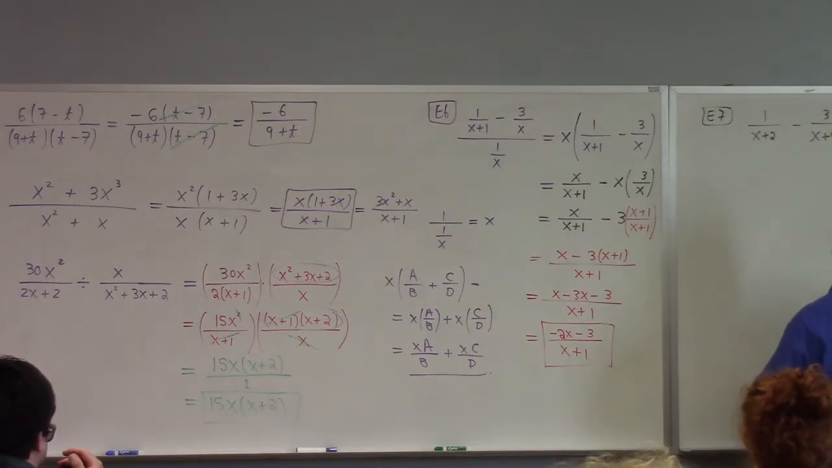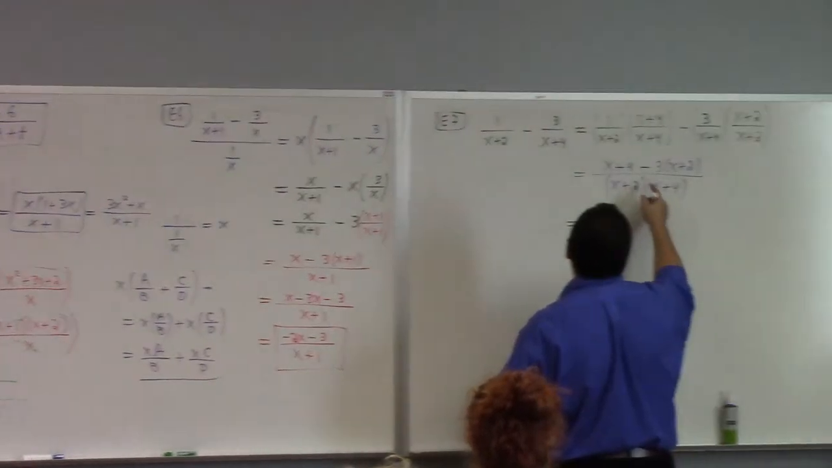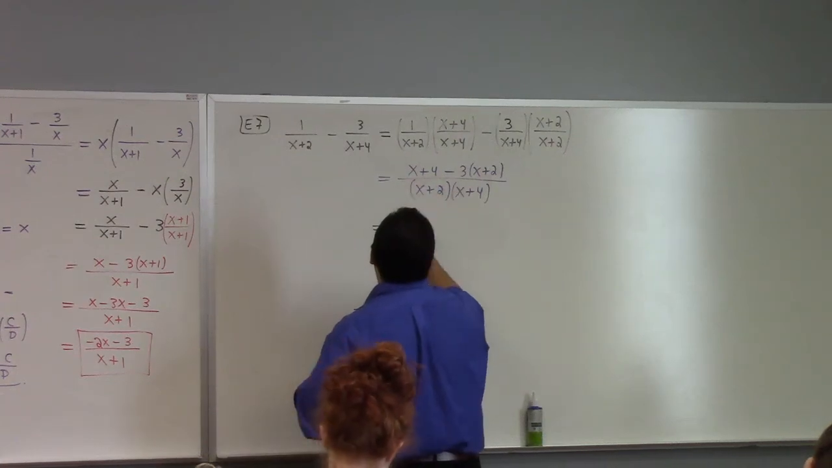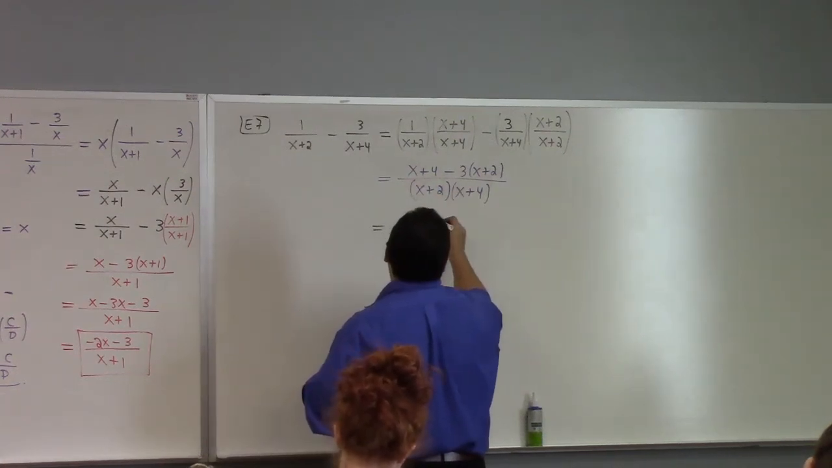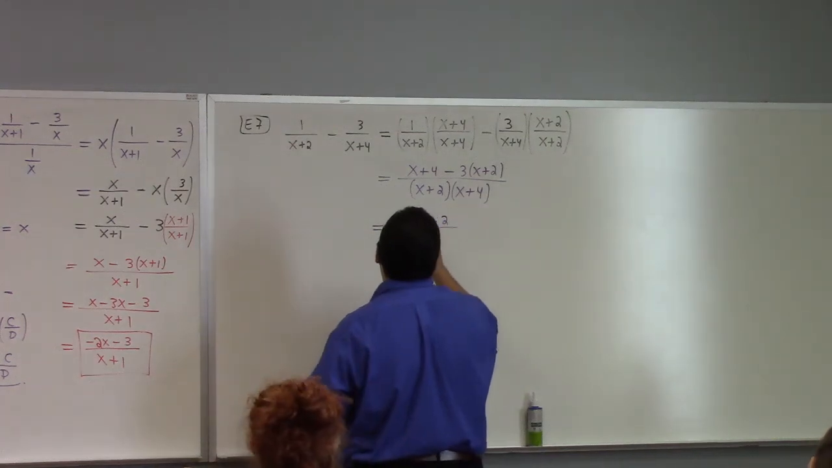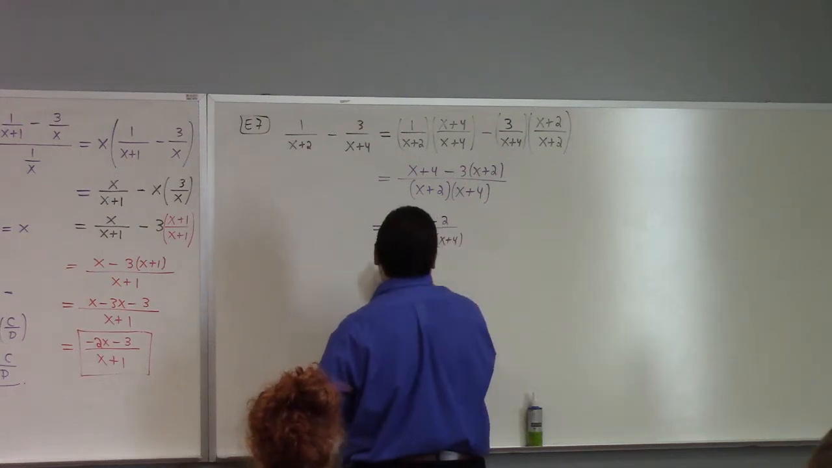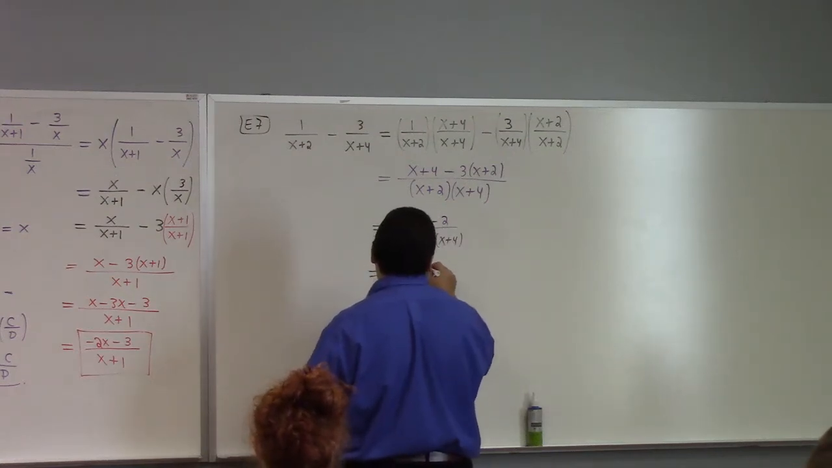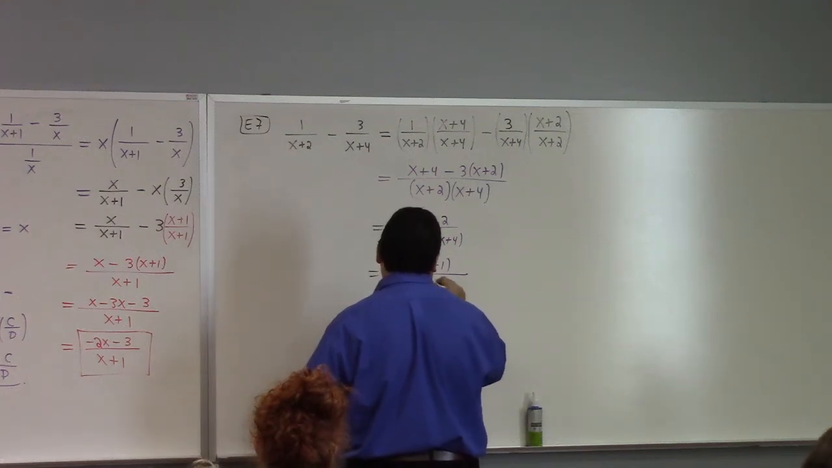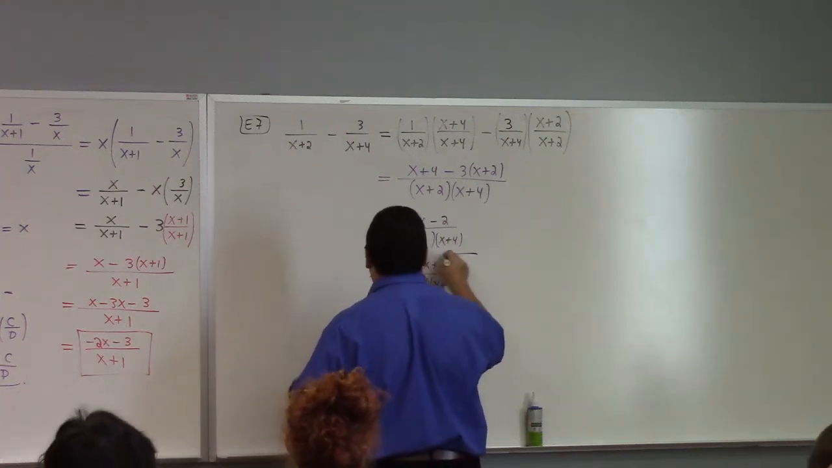So to clean up example 7 here, we've got minus 3, so I got a minus 2x, and 4 minus 6 is minus 2. I guess I can do a little bit better: minus 2 times x plus 1 over x plus 2 times x plus 4. That would be my final answer.